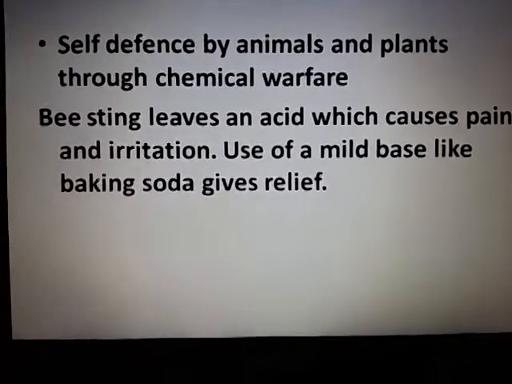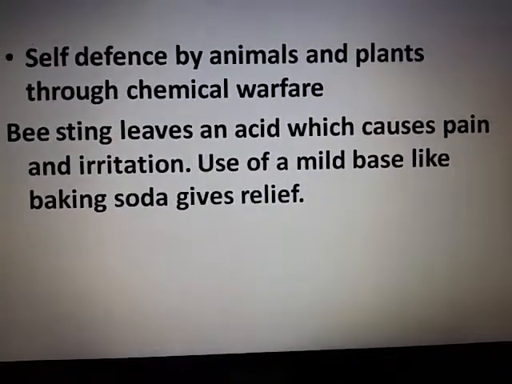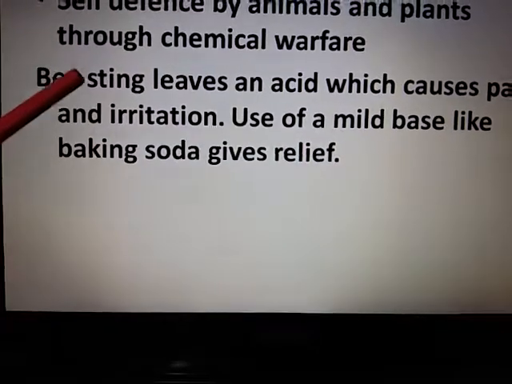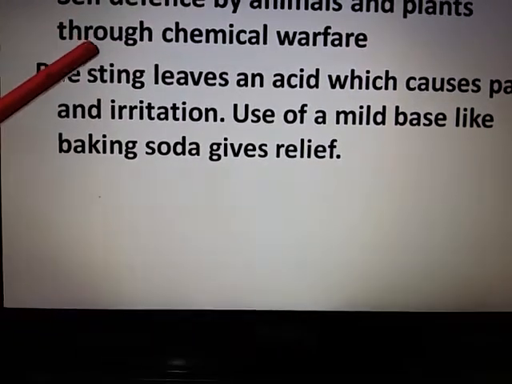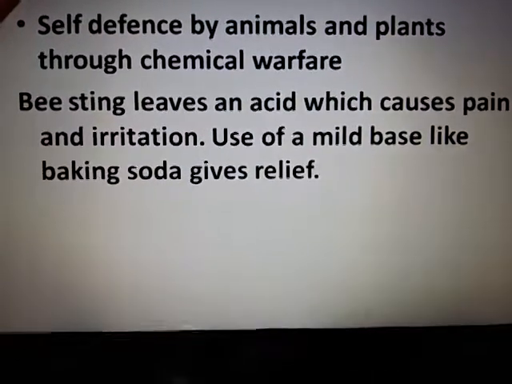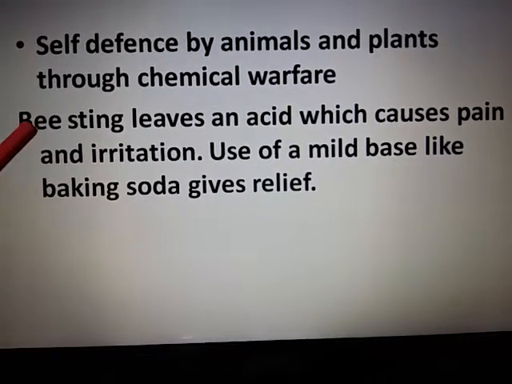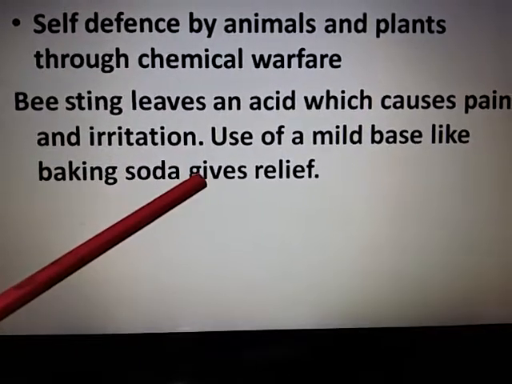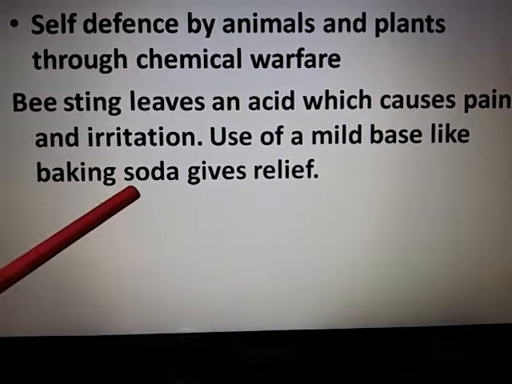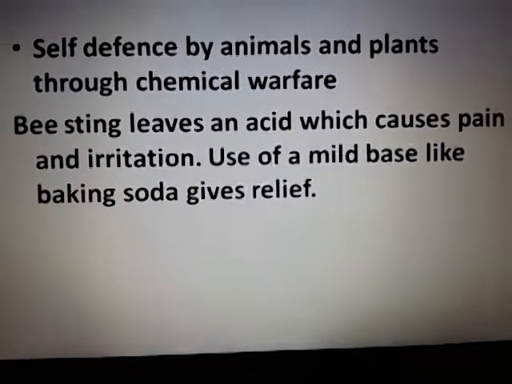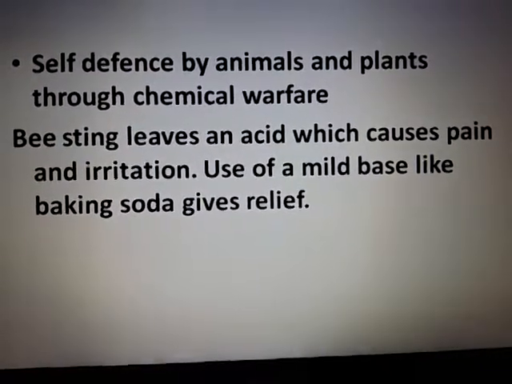Then animals and plants produce some chemicals which are also acids. This is self-defense by animals and plants through chemical warfare. They produce some chemicals to protect themselves from other animals or human beings, right? A bee sting leaves an acid which causes pain and irritation. So what do we use? Substances like baking soda, which are basic in nature, give relief from ant stings and bee stings. Okay, so this is all about acids and bases.